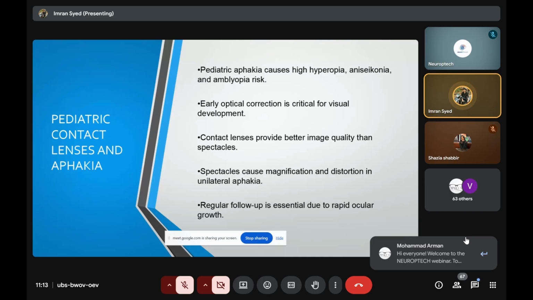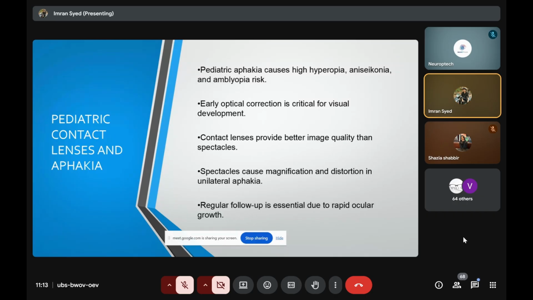So early optical correction is very much important for their critical visual development. Contact lenses will provide better image quality compared with the spectacles because they are directly lying onto the corneal plane rather than on the spectacle plane. So what happens if your power is based on the spectacle plane? It will cause magnification, it will cause distortion, which will in turn result in aniseikonia, which is not at all helpful for complete binocular vision development. So that's the reason we'll choose contact lenses over the spectacles.